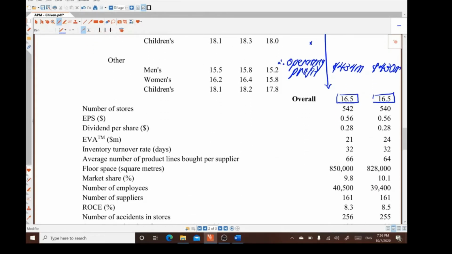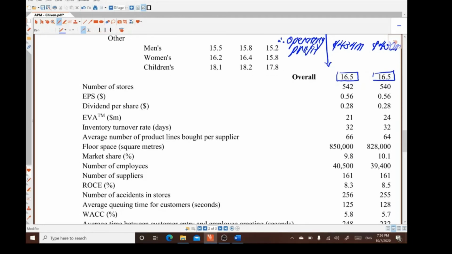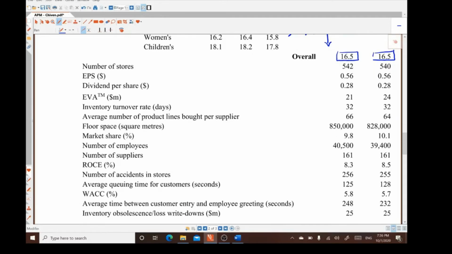Okay, now generally, you could actually see there will be a list of the measures given. And let's have a look at this. Now, number 1. The number of stores, EPS, dividend per share, the EVA. Now that's the economic value added, to be covered in the following question.